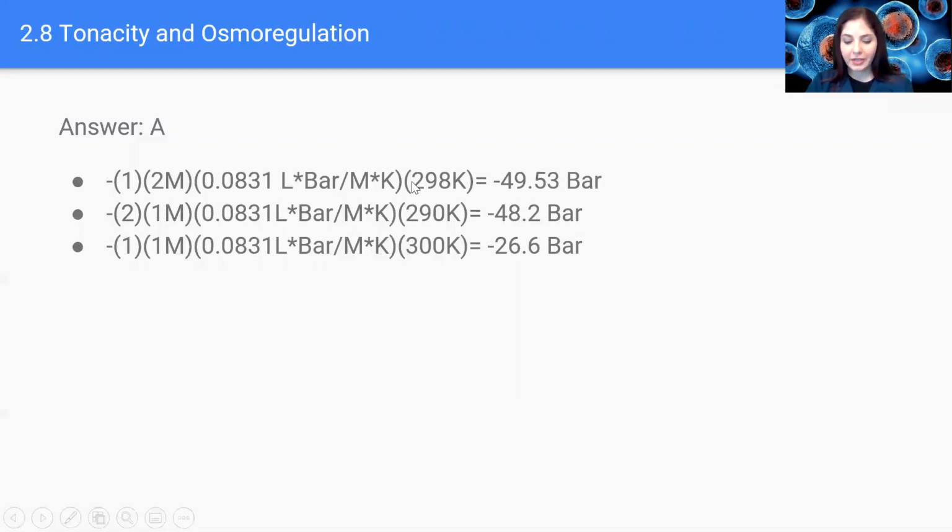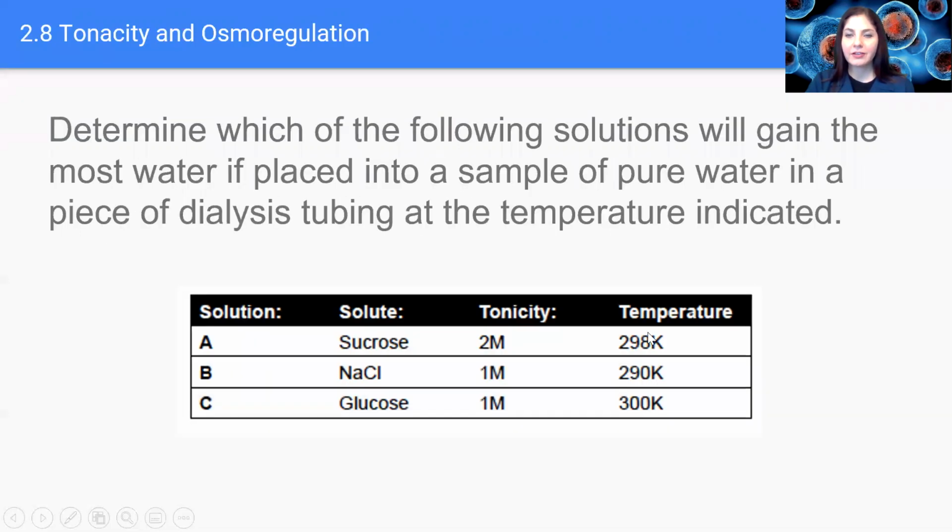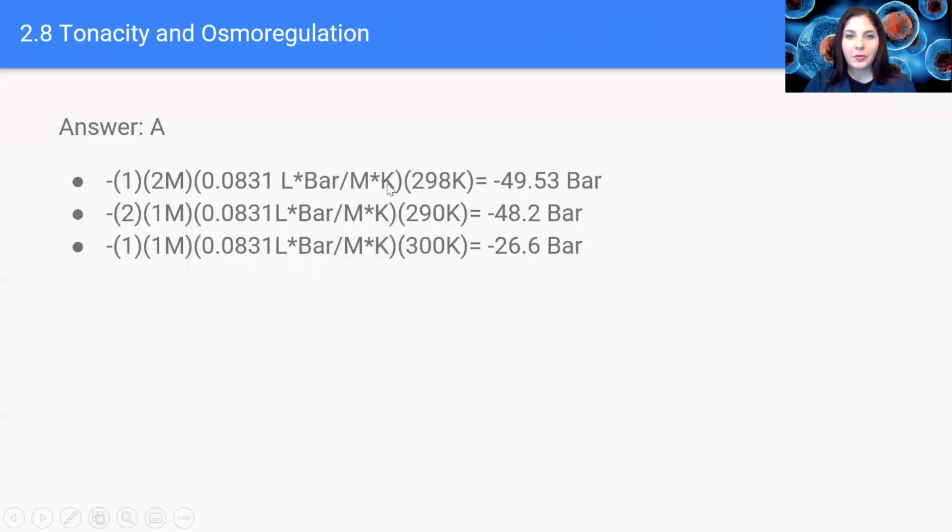And again, the temperature right here, 298 Kelvin, is given in the chart. So again, it was not anything you have to calculate. This is straight up a plug and chug. So we multiply that out, we get negative 49.53 bars. And we will do the same for each of the other two substances.